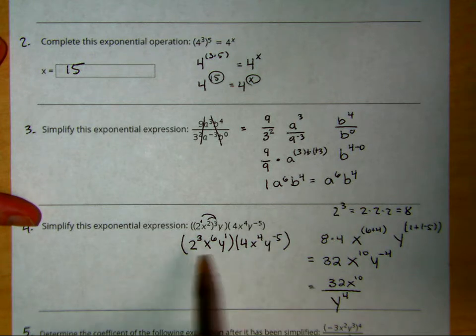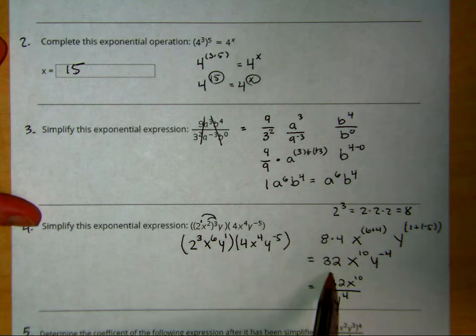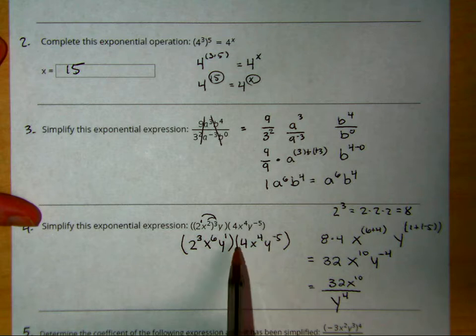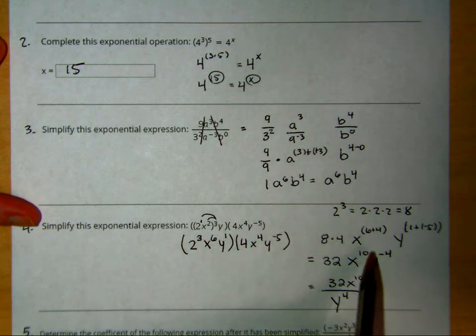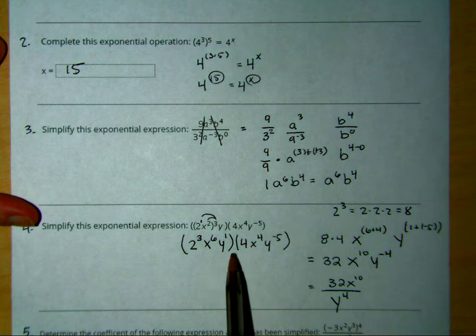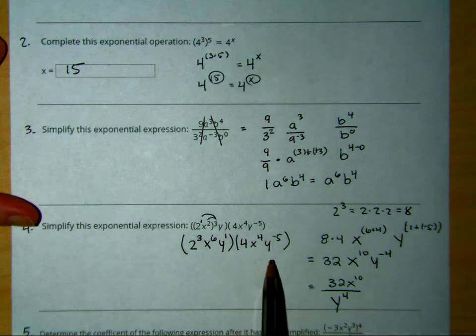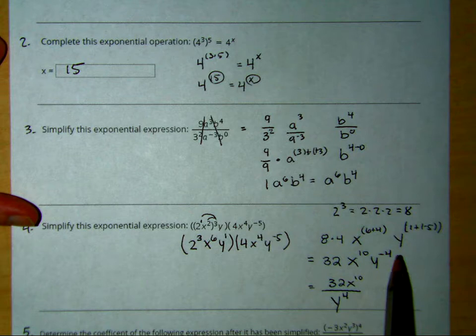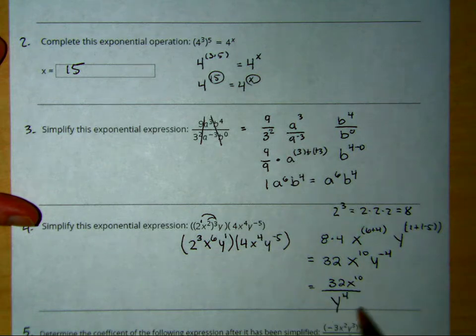We took 2 to the 3rd, which equals 8, times 4 to get 32. X to the 6th times x to the 4th. We added the exponents. 6 plus 4 equals 10. And then y to the 1st times y to the negative 5th. 1 plus negative 5 equals negative 4. And then again, we don't like negative exponents, so we flipped it to the denominator and we changed the sign.